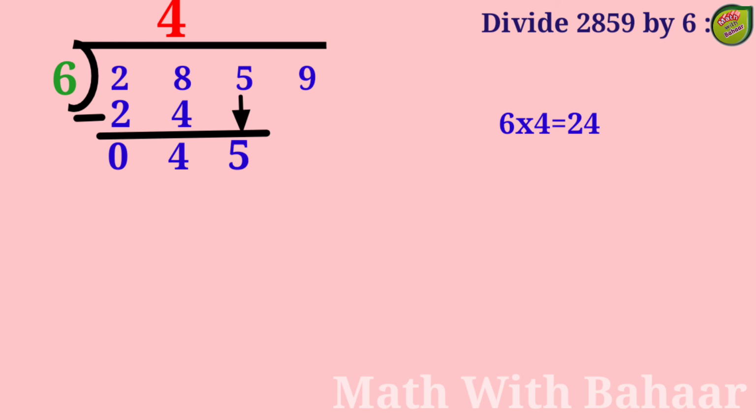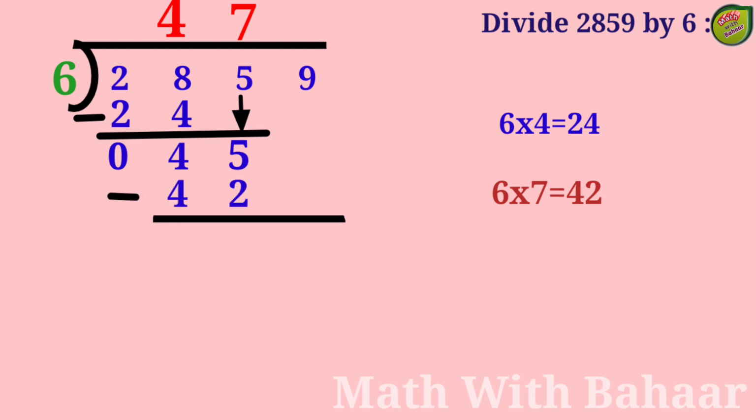So the number is 45 now. So 45, will it come in table of 6? No. Therefore, the number which is less than 45 is 42, which is equal to 6 times 7. So 6 sevens are 42. So 7 should be written on top, that is in the quotient place. So 6 sevens are 42. So now let us subtract 45 minus 42, which will be equal to 3. So 3 should be written down.